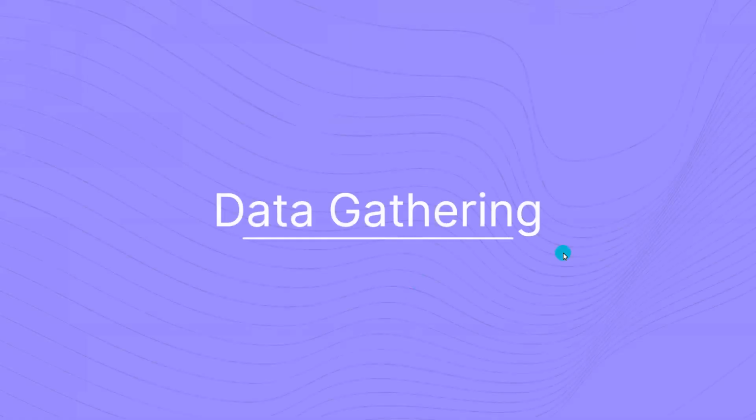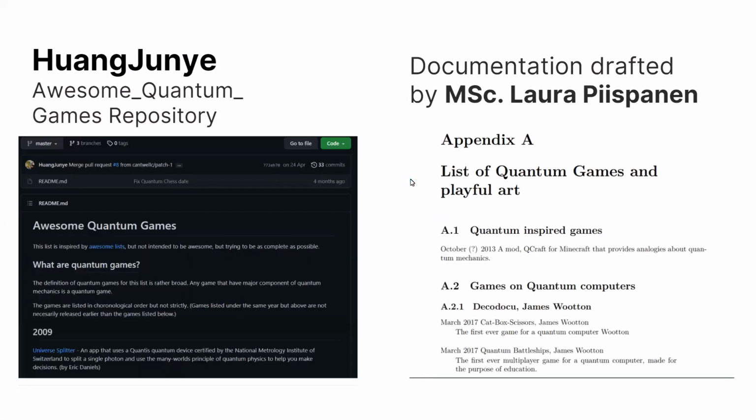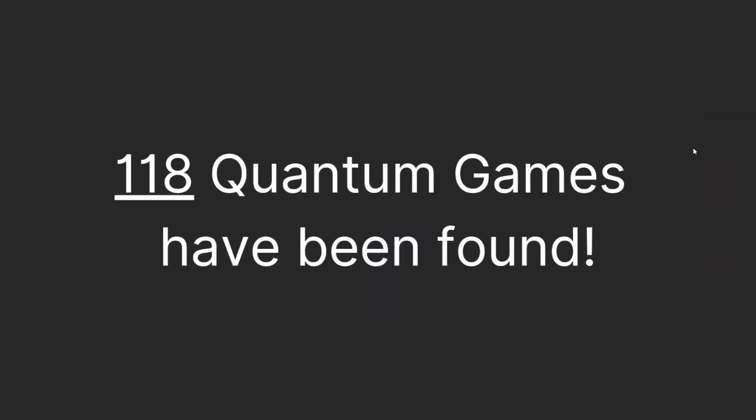So about the data gathering part, of course we started by Googling, and then we came to this very useful documentation. The first one by Wang Junie, the Awesome Quantum Games repository, with games from 2009 to 2020, a lot of awesome quantum games. And then the list of quantum games and playful art, drafted by Master of Science Laura Pispanen, which was very, very useful. Then we added more recent games, and the list that we have right now consists of 118 quantum games, and it's still growing.